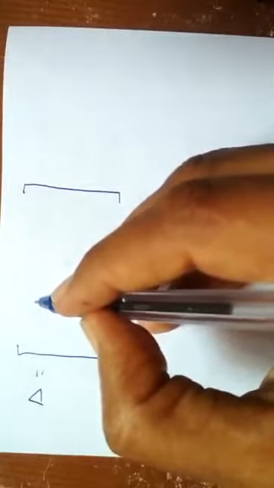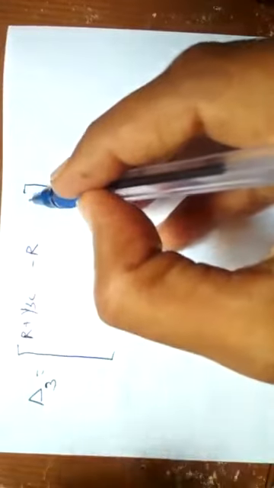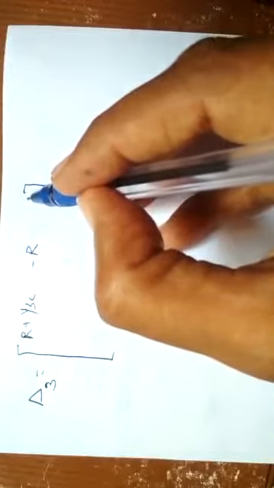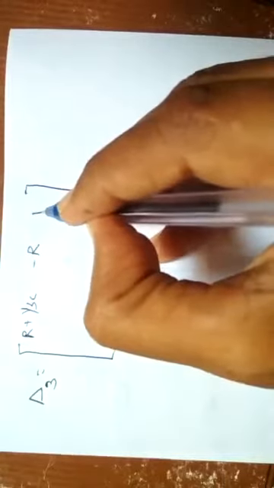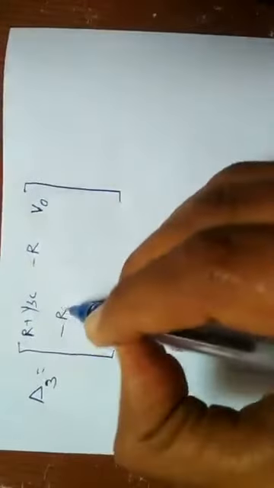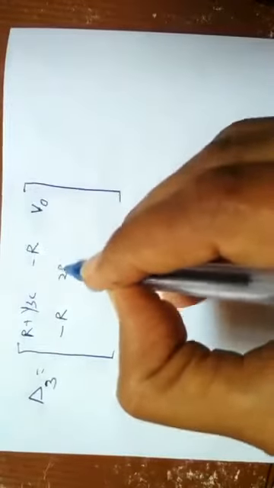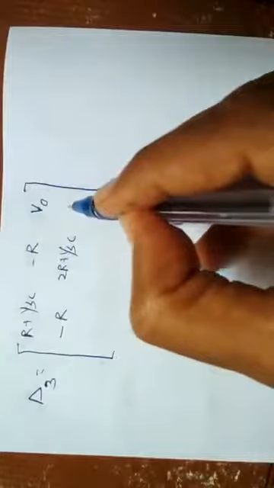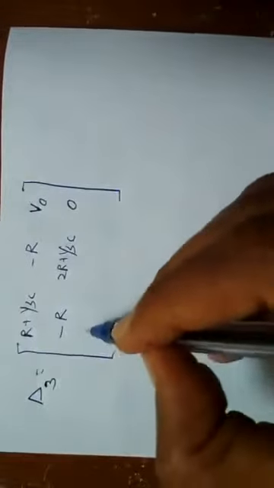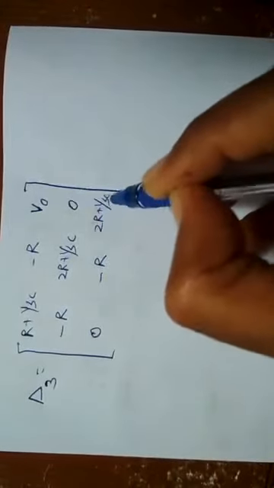That is, you can consider the same matrix del. You put del 3. So we have R plus 1 by SC, minus R. Here in the previous matrix you'll be having 0, but now I'm going to put V out, and minus R, it is same as the previous matrix, and 2R plus 1 by SC, same value. Here the potential value is 0, and 0, minus R, 2R plus 1 by SC.